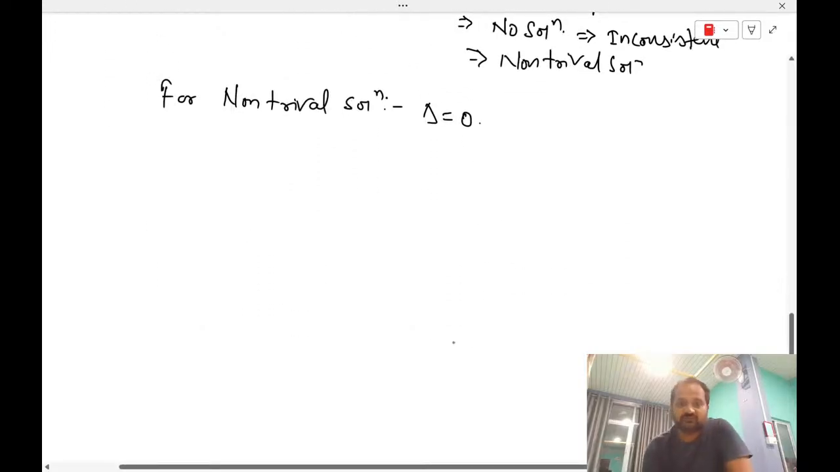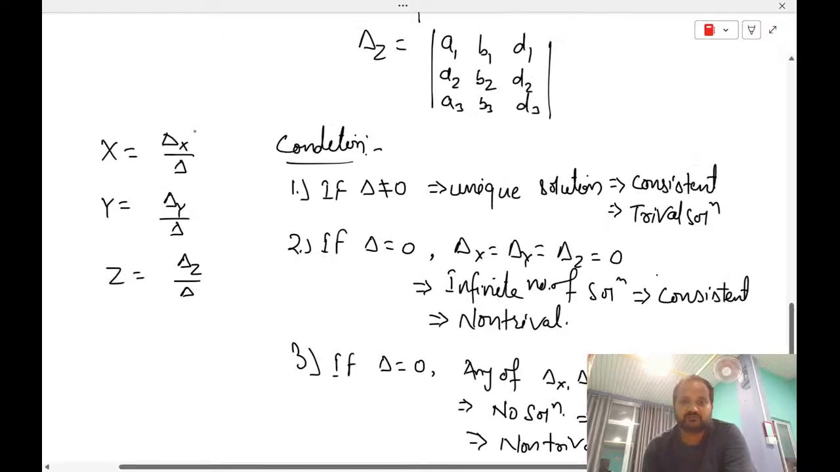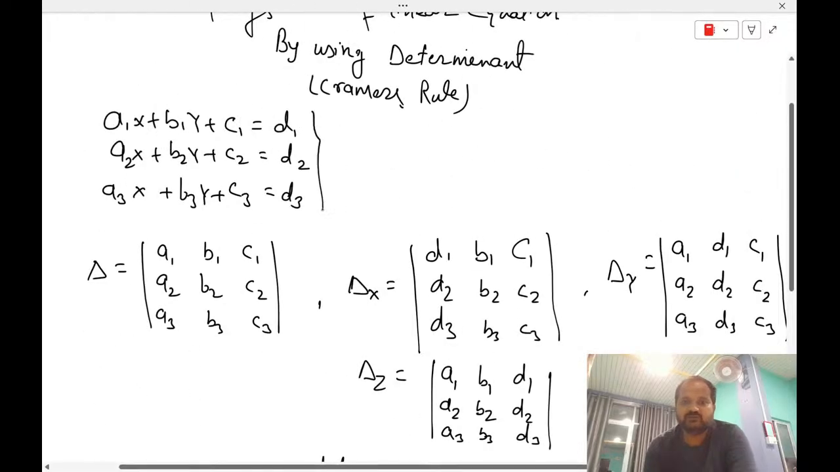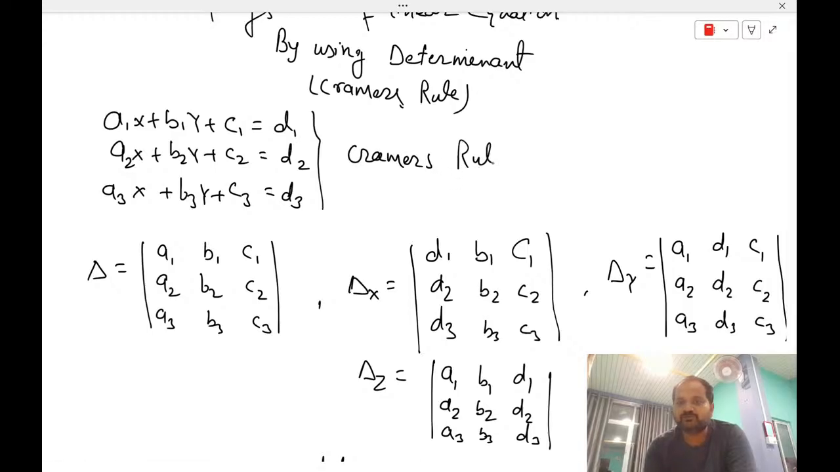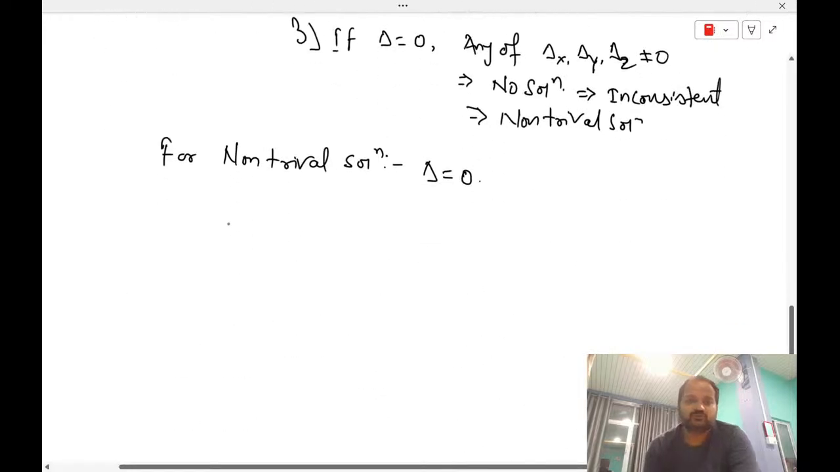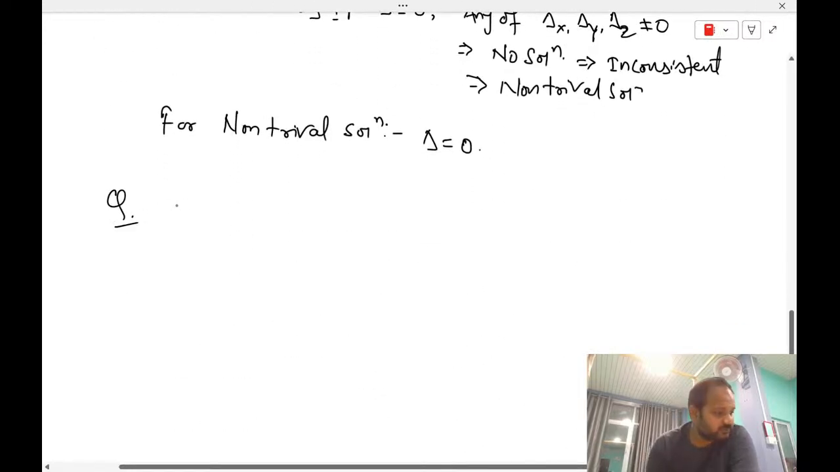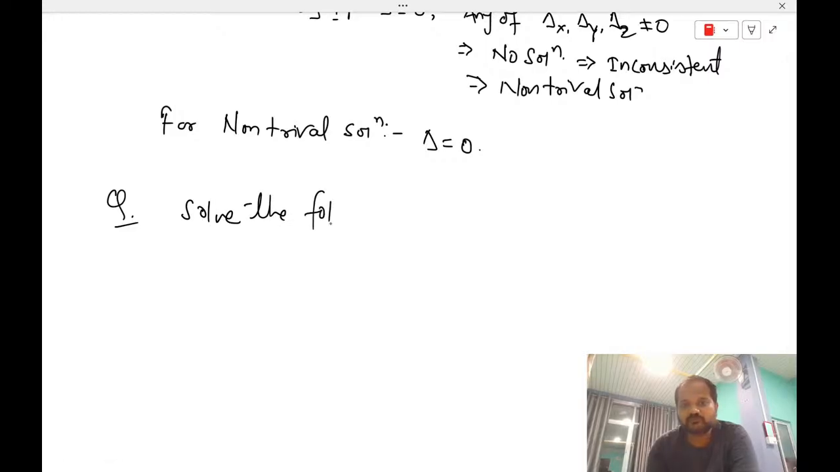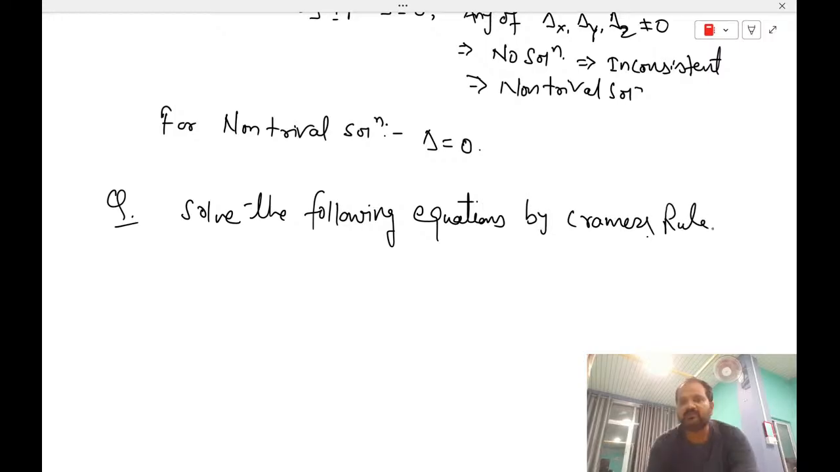So we will now see the questions, and it is called Cramer's rule. By this method, we are solving by the determinant method. It is also called Cramer's rule. Okay. So here we will see the questions. The question is given: solve the following equations by Cramer's rule.